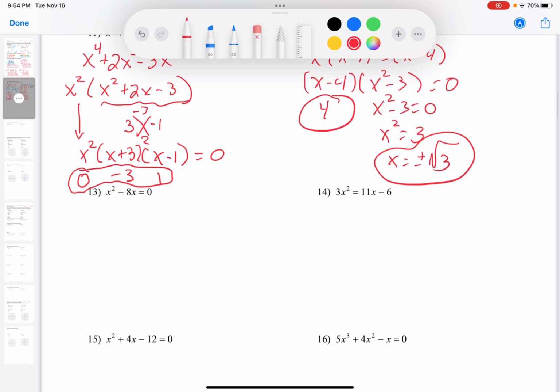Number 13, we've got a 0 over there, so it's already equal to 0. So only 2 terms. If we have 2 terms, look for GCF. GCF of this is x, and that leaves me with x minus 8 equals 0. Well, now it's factored already. So what makes this 0? 0. What makes this 0? 8. There are your 2 solutions.